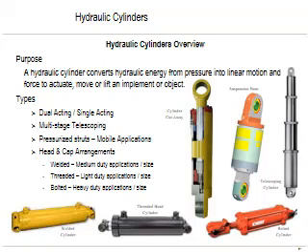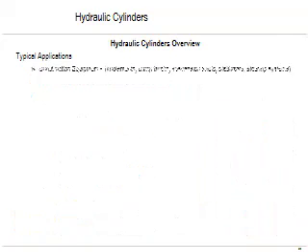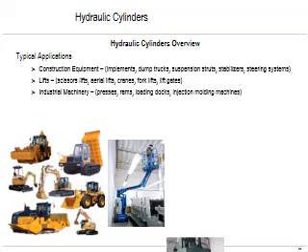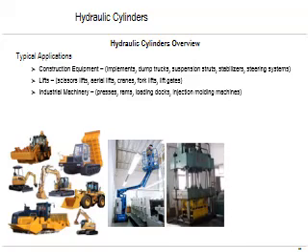So, hydraulic cylinder overview. There are several hydraulic cylinders available, hydraulic cylinder or hydraulic actuator. This is the original shape of a hydraulic cylinder. There are several types available, like single acting, double acting, and multi acting. Next, the types of applications. Where we use the hydraulic system, there are several types of application available.